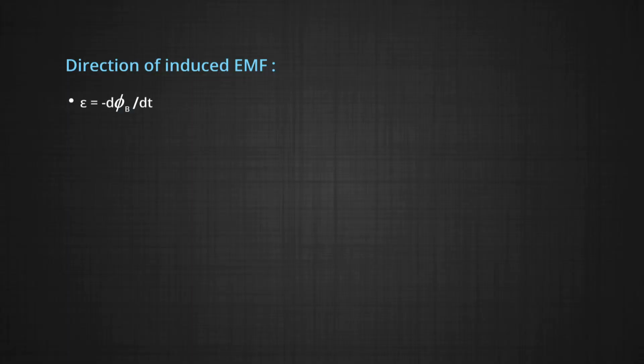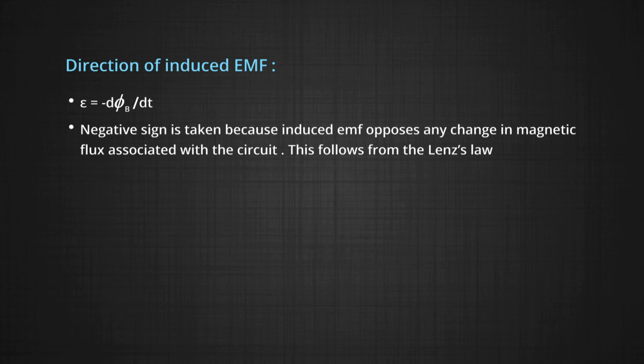Direction of the induced EMF. E is equal to minus d phi B by dt. The negative sign is taken because the induced EMF opposes any change in the magnetic flux associated with the circuit. This follows from Lenz's law, which we will be discussing in module 2.